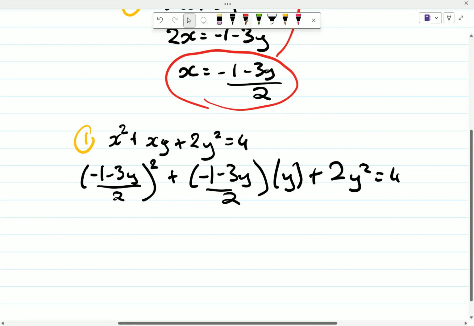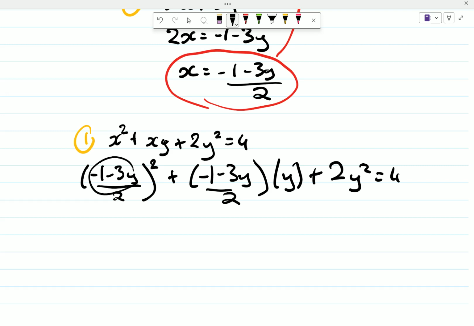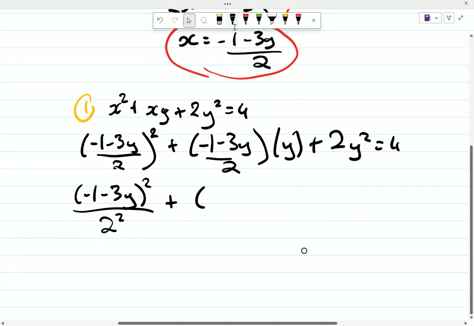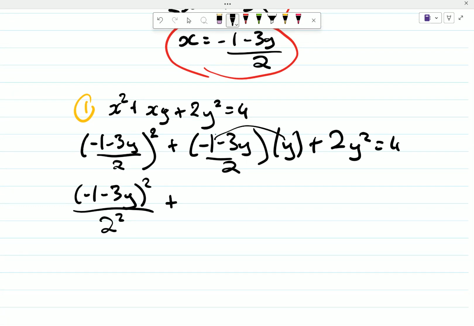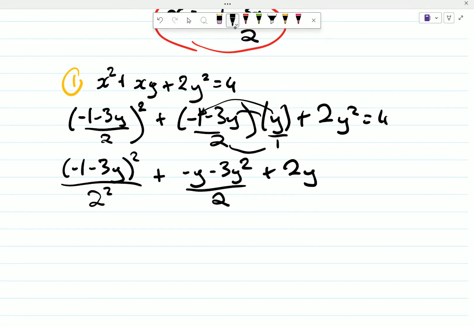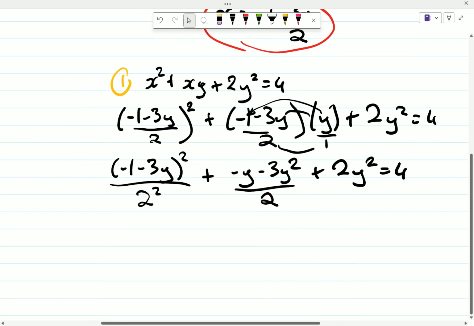What we can actually do is split up these. Actually, no, we don't need to. When you're squaring a fraction, square the top and square the bottom. Easiest way. So this is actually minus 1 minus 3y squared all over 2 squared. And we can multiply in our y here. Imagine this is y over 1, top by top, bottom by bottom. So y times minus 1 is minus y, times minus 3y is minus 3y squared, and 2 times 1 is 2. And our 2y squared at the end just stays the same. So that's 4.